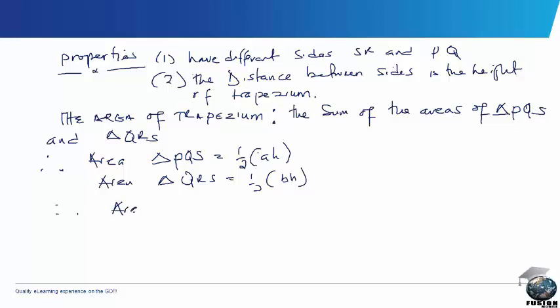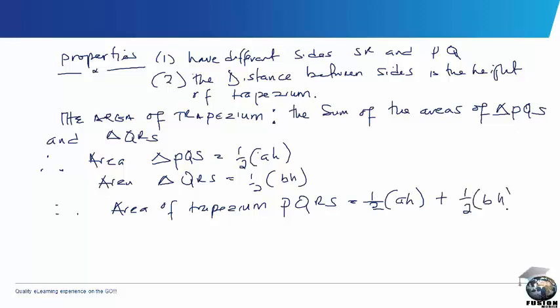So joining the two together, the area of trapezium PQRX will be equal to adding them together: half AH plus half BH, which is equal to, picking like terms, H times A plus B. Having known this, we'll go into solving some examples. Our first example on the trapezium takes the following form.